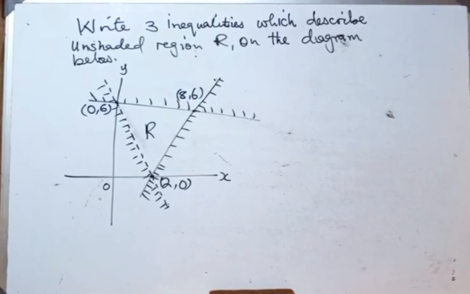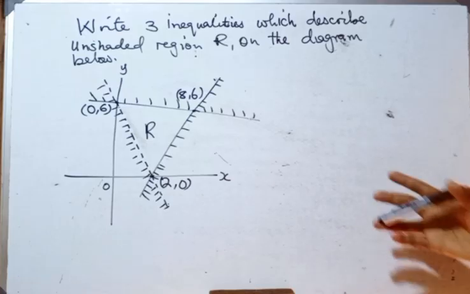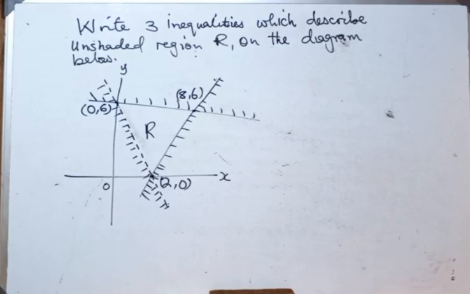Hi and greetings. We look at a topic known as linear programming of paper 1. We have picked this question of 2019, and this question says, write 3 inequalities which describe the unshaded region R on the diagram below, and it carries 5 marks.